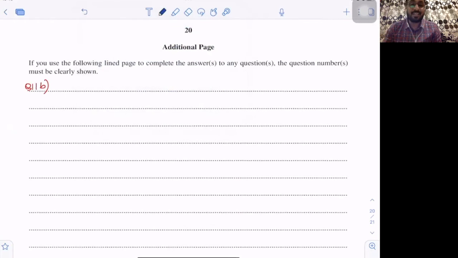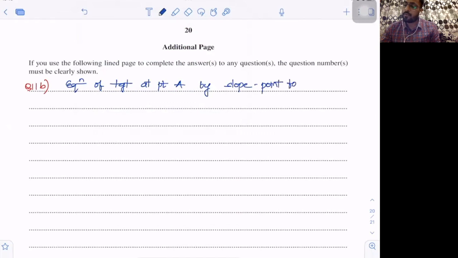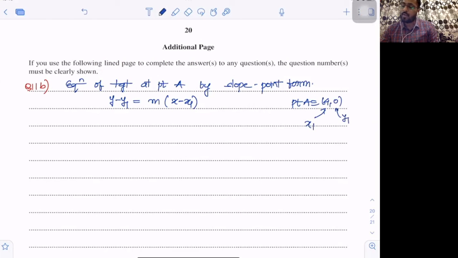So I'm going to get the equation of the tangent. So equation of tangent at point A by slope point form. By the slope point form. So it is given by y minus y1 is equal to m multiplied with x minus x1. That's the slope point form. Now the tangent is drawn at point A. Point A has what coordinates? Coordinates are 4, 0. So that's your x1 and that's your y1. And what's the slope? M.